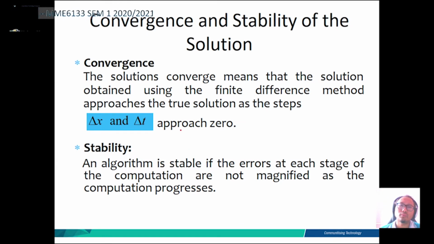Convergence and the stability of the solution. In order to confirm the convergence and the stability: for convergence, the solution converges if the solution obtained using the finite difference method approaches the true solution as the steps for space, delta x, and time, delta t, approach 0. For stability, the algorithm should be stable if the errors at each stage of the computation are not magnified as the computation progresses.